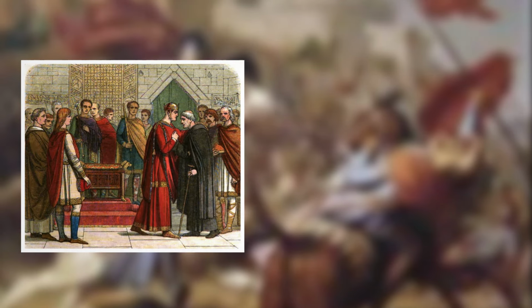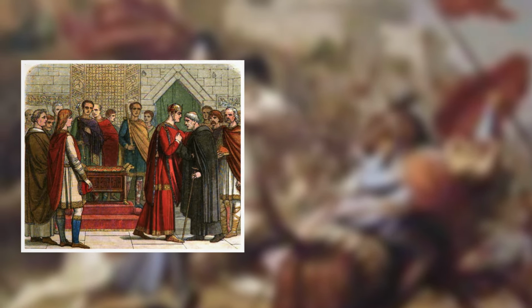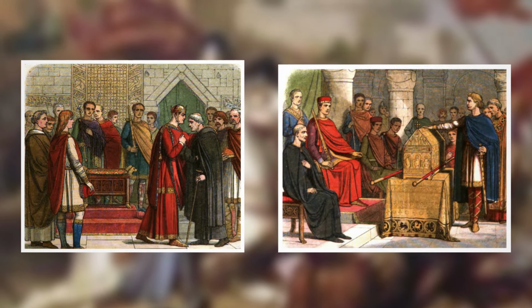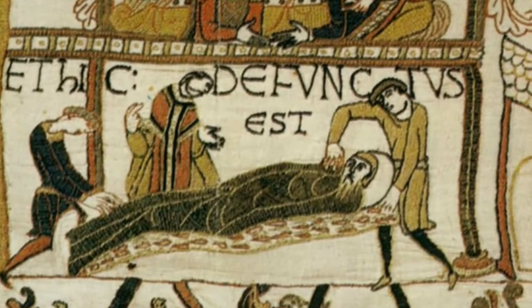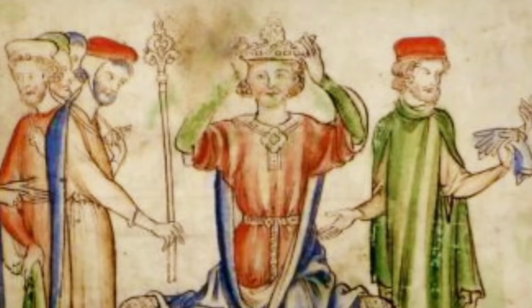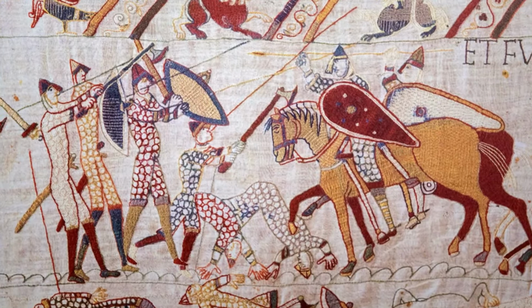According to Norman sources, Edward had promised the throne to William during his exile in Normandy, and Harold had allegedly sworn an oath to support William's claim during a visit to Normandy in 1064. However, when Edward died, the English nobles quickly crowned Harold Godwinson as king, rejecting William's claim. For William, this was a direct betrayal.